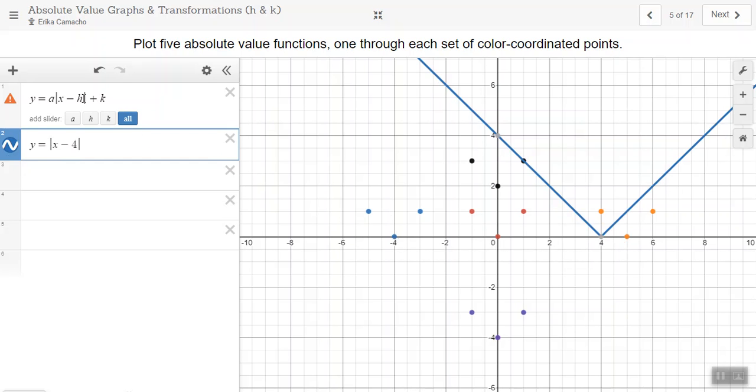So remember, h right there needs to be this number here, the x value of my vertex.